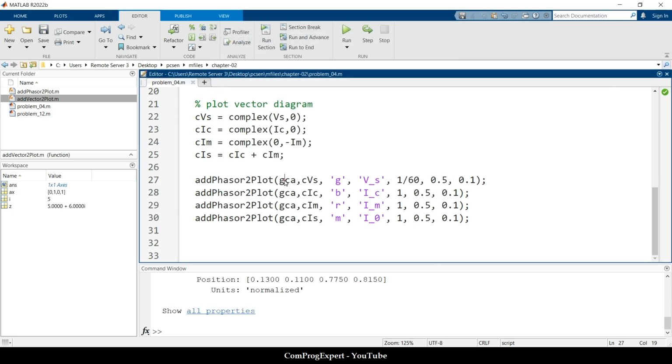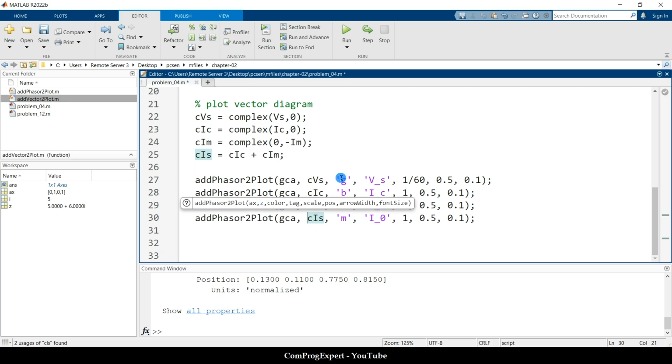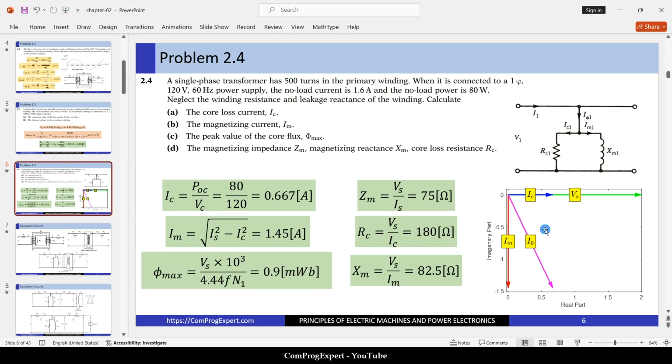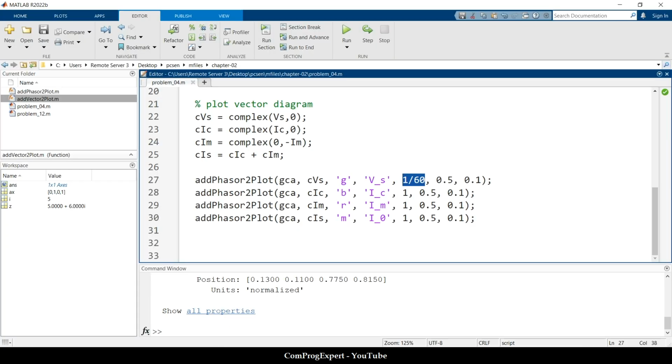The first input of this function is the axis. The next one is the phasor that we are going to show, the color, the label, and also this is the scale. Sometimes the amplitude of the voltage phasor is much higher than the amplitude of the current, so we cannot generate this graph correctly. So we can specify a scale. In this case, I divided the amplitude of Vs by 60. And this is the position of the tag.